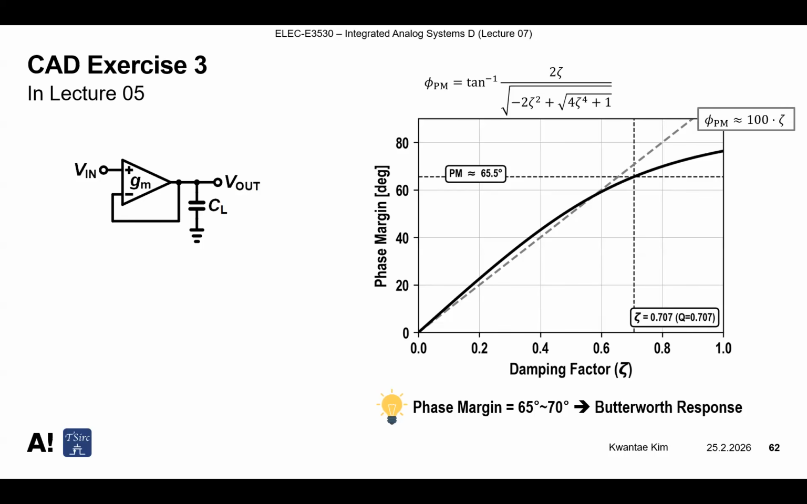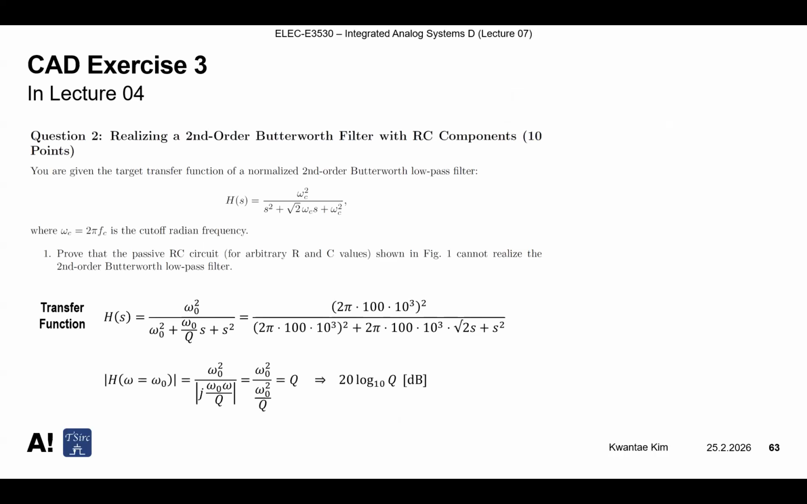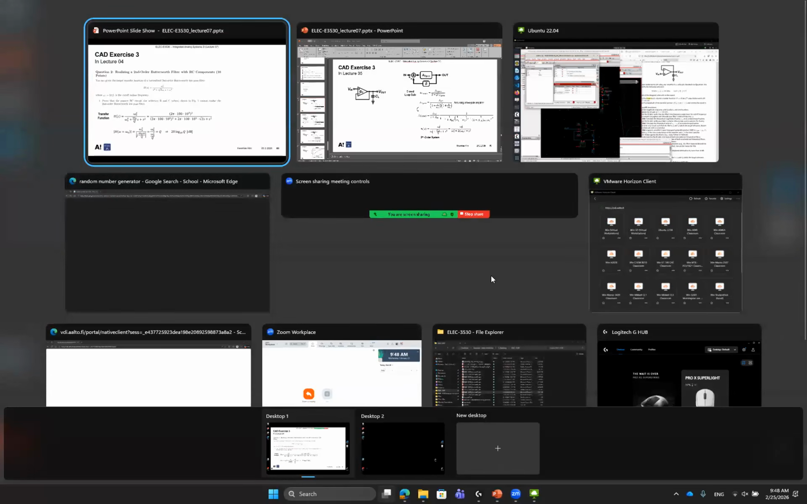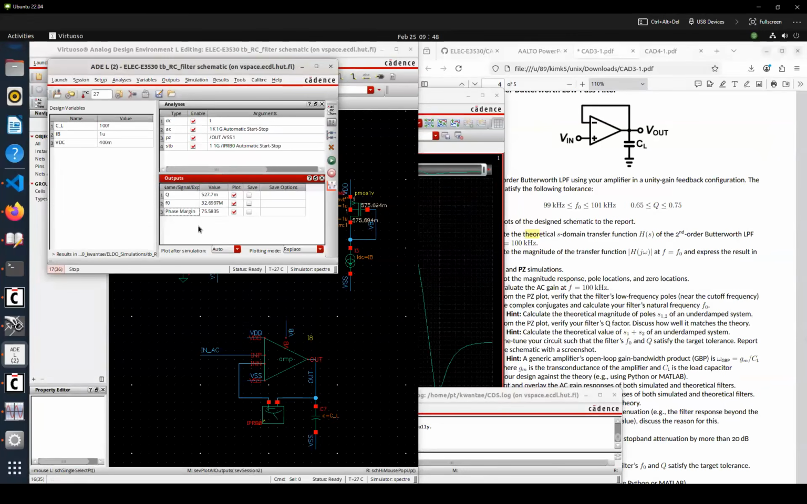So the key thing was, if you set phase margin in a range of 65 degrees to 70 degrees for this amplifier, then you get Butterworth response. That was the main factor. So you can design this amplifier having phase margin, let's say 55 degrees. Okay, this was what we designed. Let me go back to our case. So now its phase margin is 75 degrees.